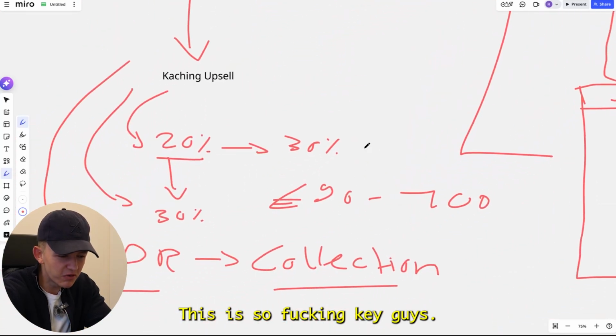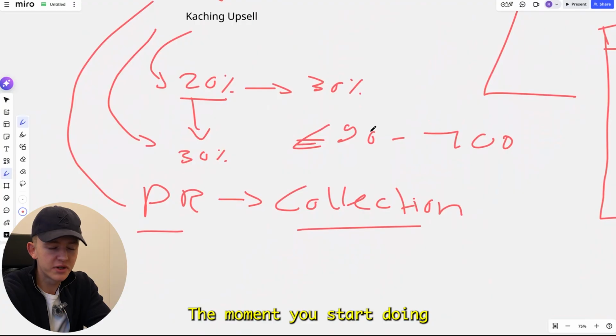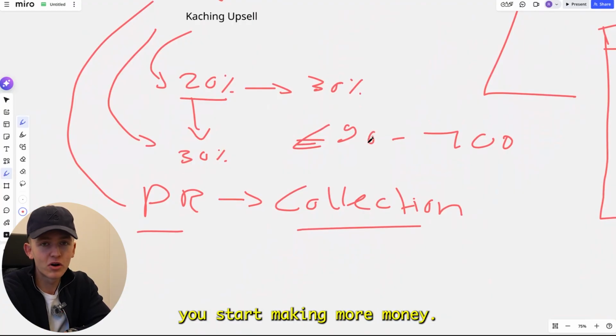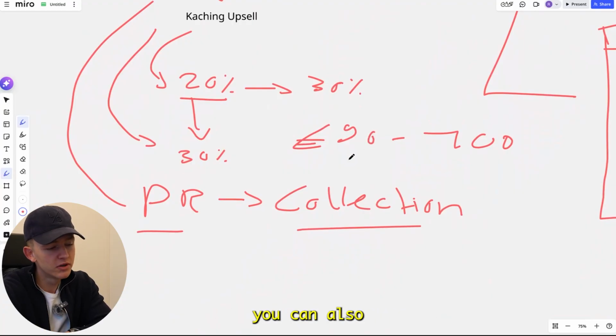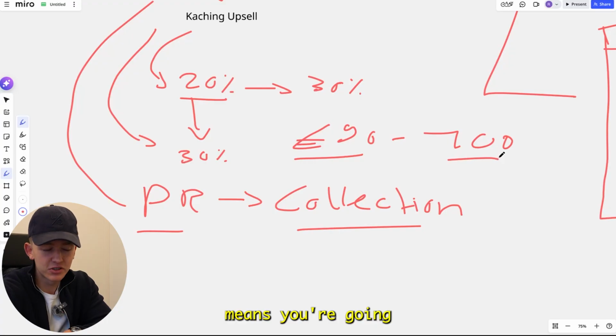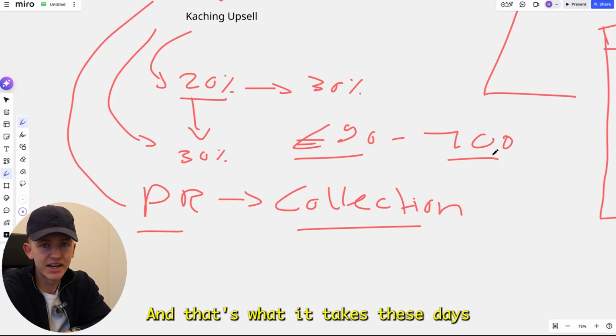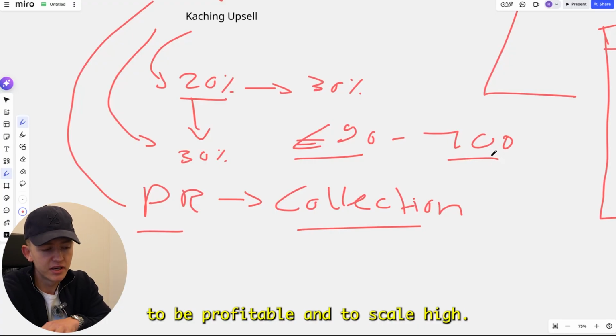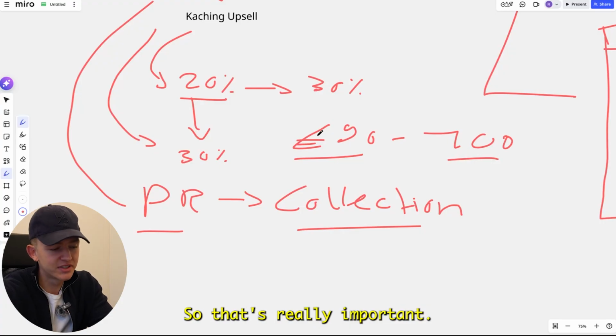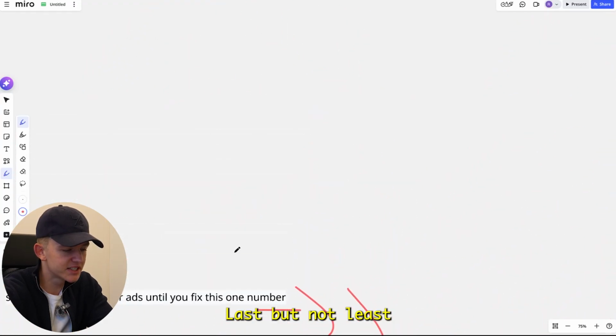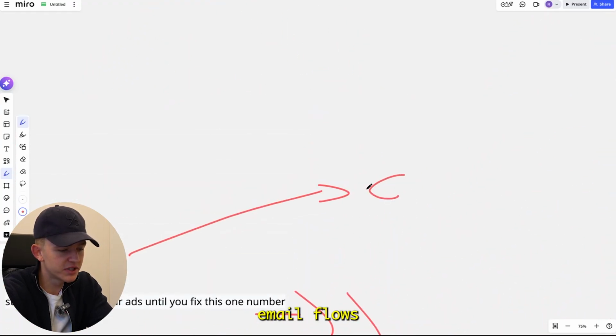This is so key, guys. The moment you start doing this is the moment you start making more money overnight, which means you can also spend more money on ads, which means you're going to outcompete the competition. And that's what it takes these days to be profitable and to scale high. So that's really important. And last but not least, guys, we're going to talk about email flows and email campaigns.